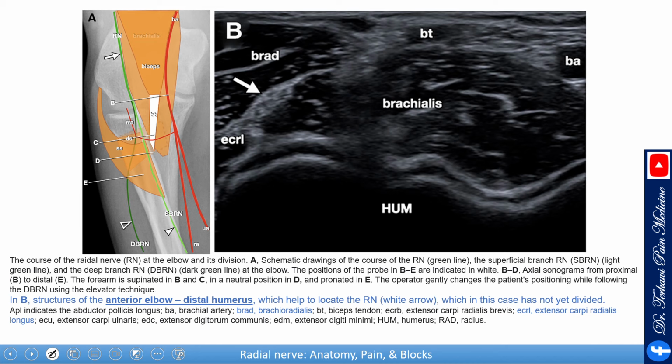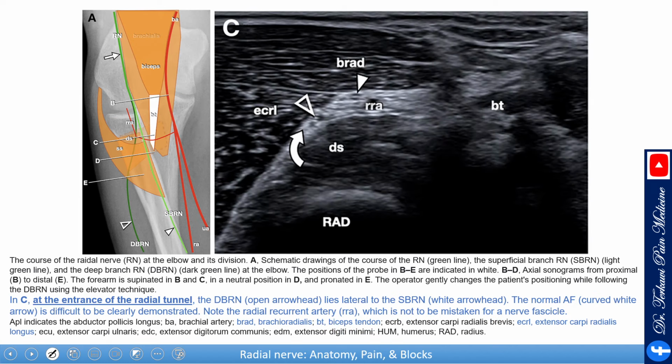This is another reference. So let's start from B, which you notice B, I'm above the humerus. And I have the brachialis here and the biceps tendon here. The brachialis, as I showed you, and you see the extensor carpi radialis longus. And here you see the nerve. So going, start to go down. So now it didn't bifurcate. Now it starts to bifurcate.